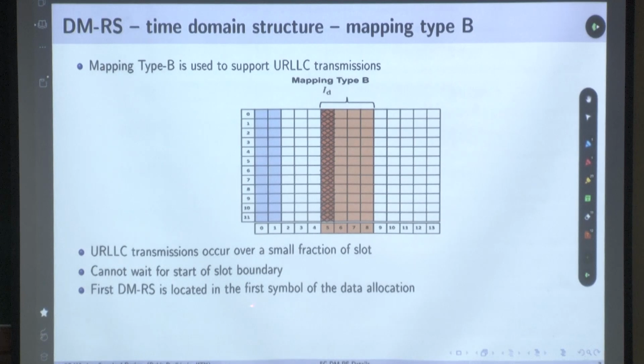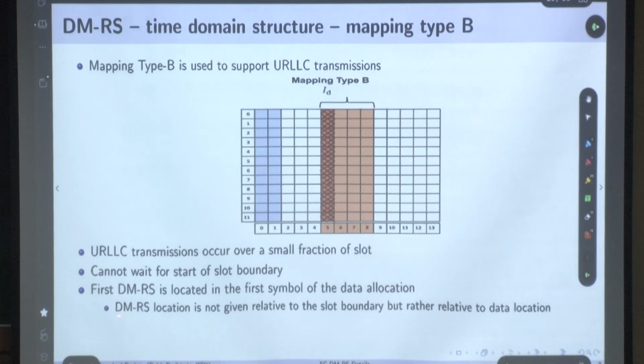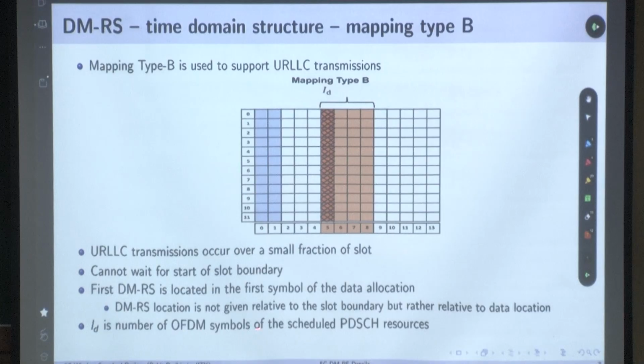Then, as usual, DMRS is front loaded. It always comes as the first symbol of the data allocation. And this is the key difference with respect to how it is defined in the standard. The DMRS location is not defined relative to the slot boundary, but rather relative to the data location. It makes sense because for URLLC you are not tying it to the beginning of the slot. If you are not tying it to the beginning of the slot, why define it relative to the beginning of the slot? Rather define it with respect to where it is coming. So LD is the number of OFDM symbols of the scheduled PDSCH resources, and so this aspect is basically unlike type A transmission.